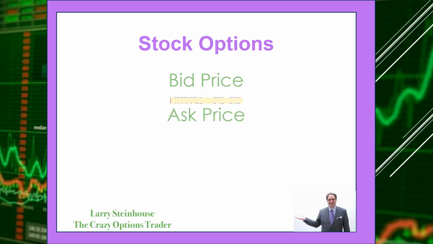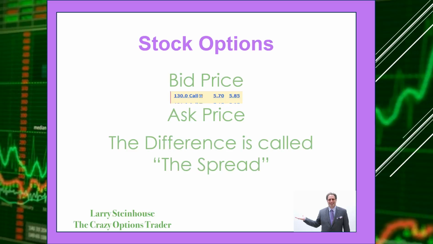Okay? So if you take a look at this again, the 130 call has two prices. It has a bid price of $5.70 and an ask price of $5.85. Someone is saying, I'm going to pay $5.70 right now for this, or if you take my money, I'll take it from you. Somebody else is saying, if you give me $5.85, you could buy it right this second. Now, the difference between those numbers is called the spread. And in this case, of course, the spread is 15 cents.